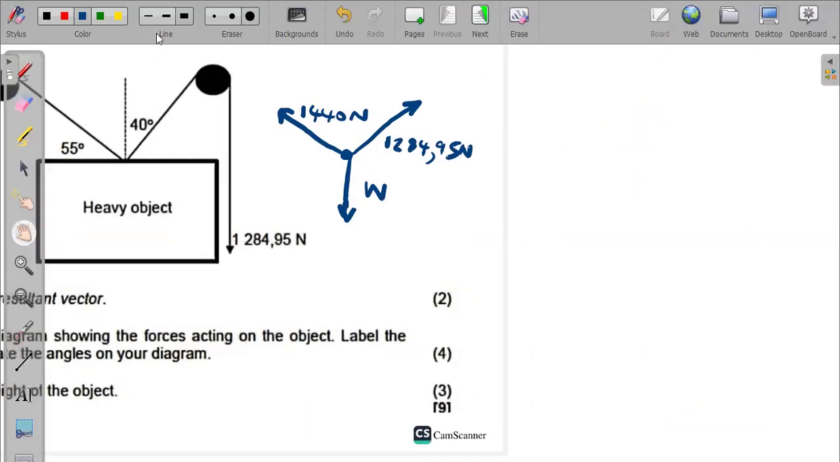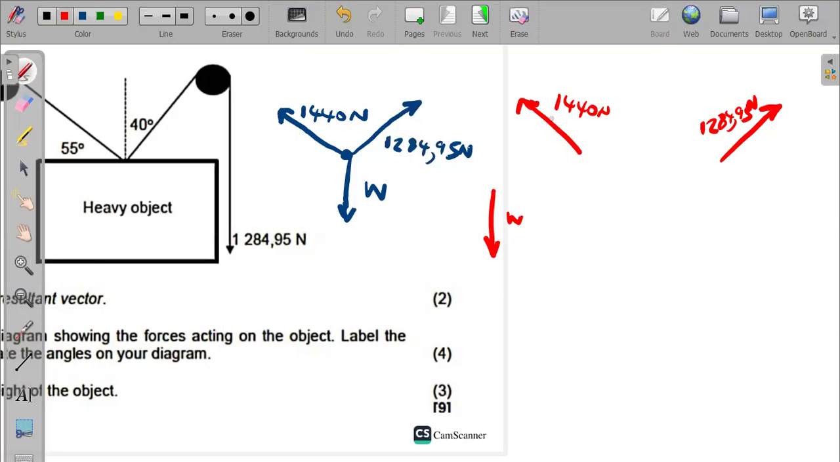We are saying separately, there is weight acting downwards. We can be sure of that. There is the 1,440 Newton force acting towards this direction, and the 1,284.95 Newton force acting towards this direction. These are the forces and their respective directions.